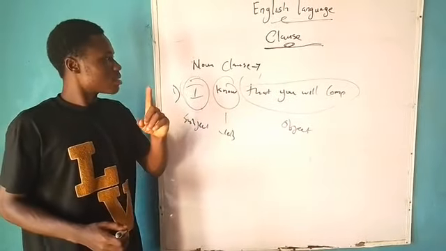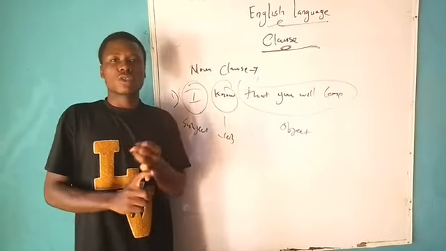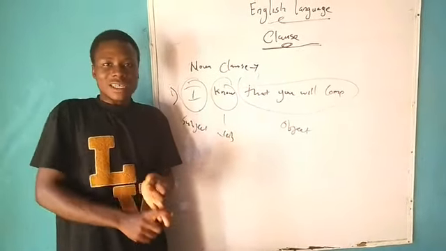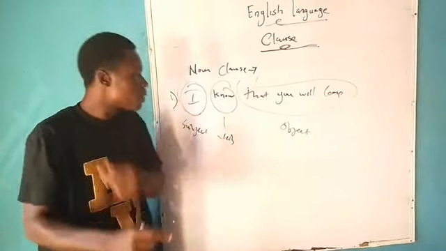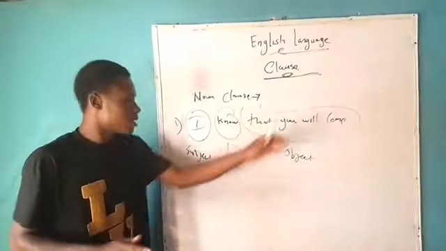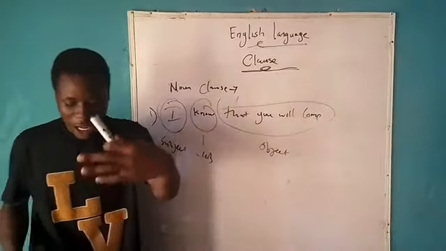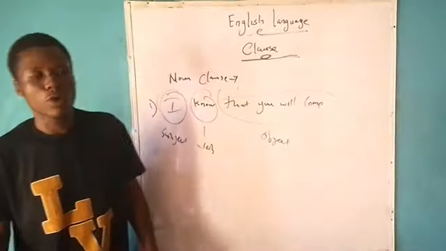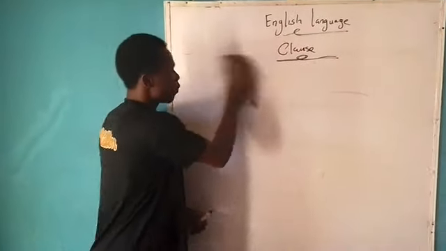And I told you how to identify a noun clause, there are 2 things to note. One, it must start with a subordinating conjunction. And that noun clause must act as either the subject, object, or complement. Can you now see that "that you will come" is acting as the object in this sentence? That's how to know a noun clause. Now let's move to the functions of noun clause.